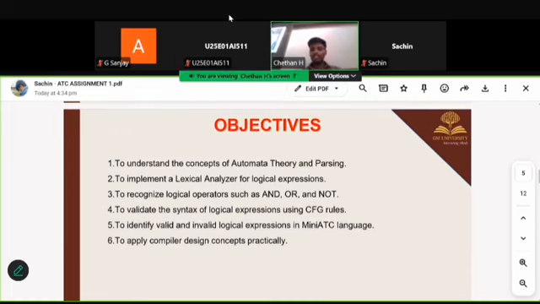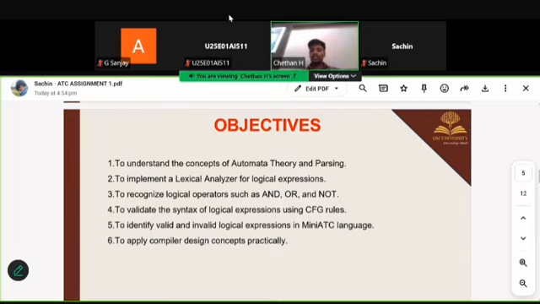Objectives: to understand the concept of automata theory and parsing, to implement a lexical analyzer for logical expressions, to recognize logical operators such as and, or, and not, to validate the syntax of logical expressions using CFG rules, to identify valid and invalid logical expressions in a mini language, and to apply compiler design concepts practically.